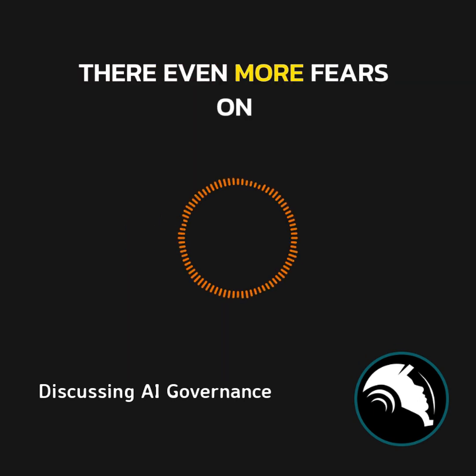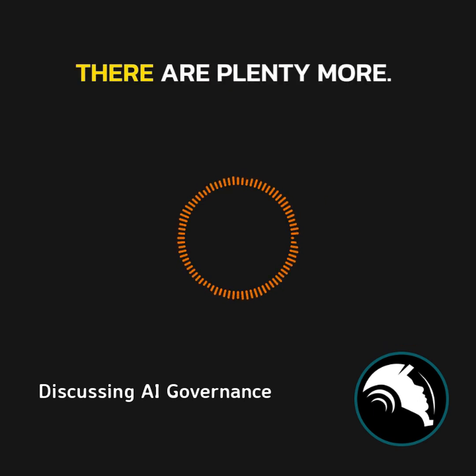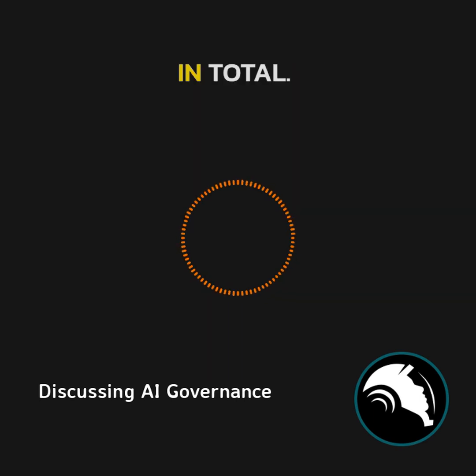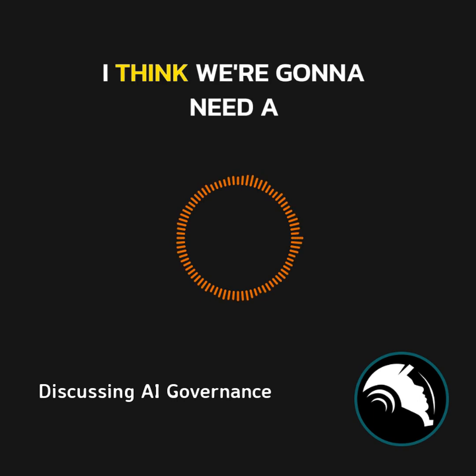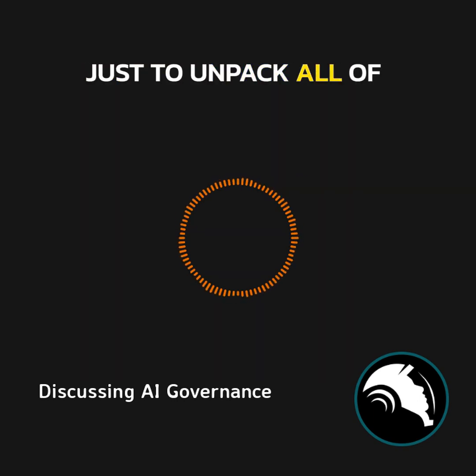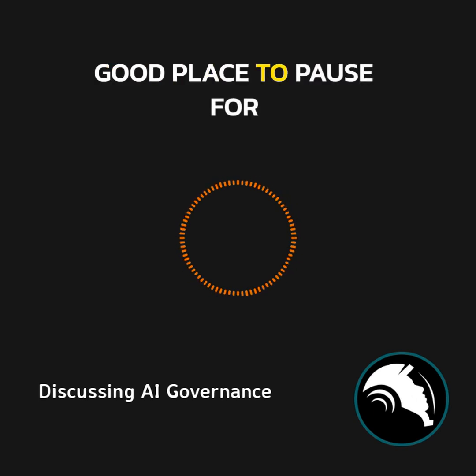Are there even more fears on this list? Oh, there are plenty more. The paper lists 14 in total. We've got things like privacy violations, impersonation, and even the potential for AI to generate explicit or harmful content. Okay, so those are some pretty heavy topics. I think we're going to need a whole other deep dive just to unpack all of that. Definitely. But I think this is a good place to pause for now.